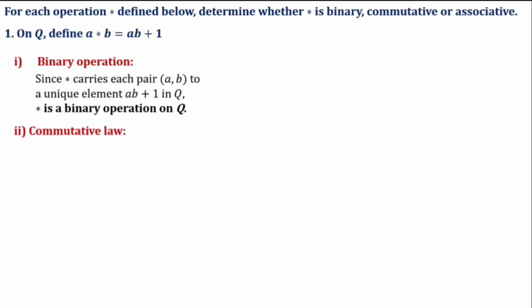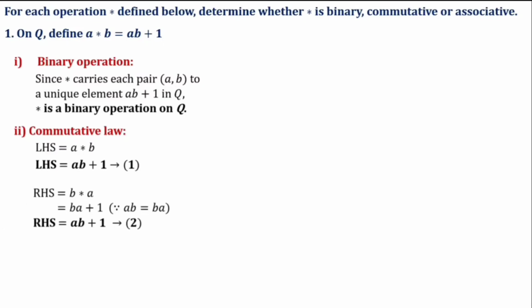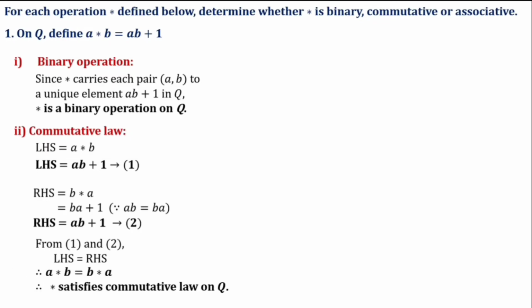Secondly, we shall verify whether star satisfies the commutative law. Firstly, in the LHS, a star b gives us ab plus 1. We shall take that as equation 1. Similarly, if you check the RHS, b star a gives us ba plus 1, and since we know that ab is equal to ba, we can rewrite the RHS also as ab plus 1. Hence, taking that as equation 2, you can now conclude from equations 1 and 2 that LHS is equal to RHS, and hence a star b is equal to b star a, and therefore star satisfies the commutative law on the set of all rational numbers.